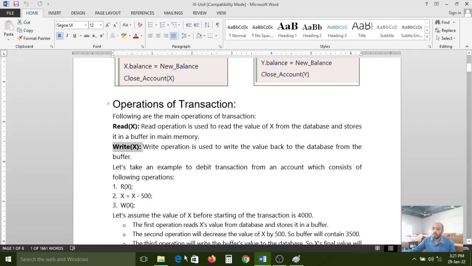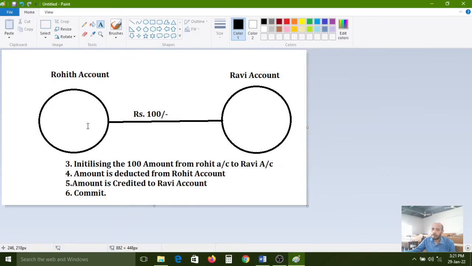Your account has some amount, and Ravi's account also has some amount. Here carefully observe, two accounts we have, Rohit account and Ravi account. While checking the balance inquiry, that is called a read operation, because here we are not performing any write operation, just simply reading how much balance we have in our account. That type of operation is called a read operation. We are reading the balance from our account. We are not updating, so read operation is enough.